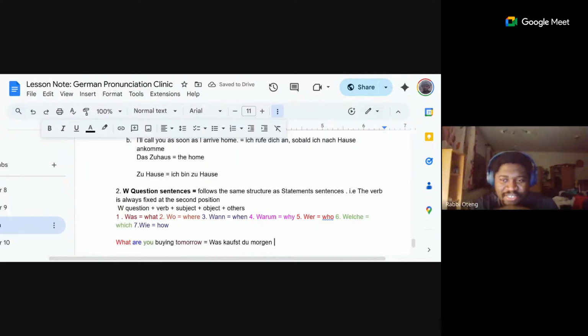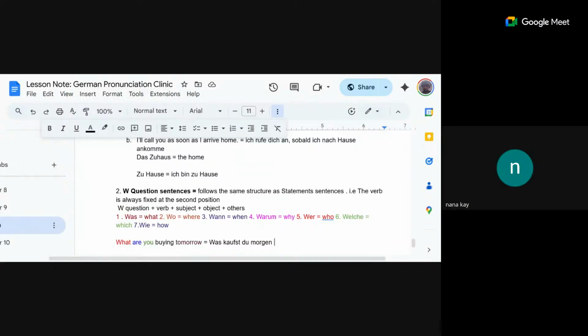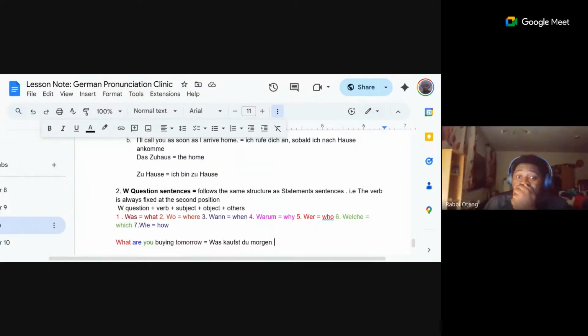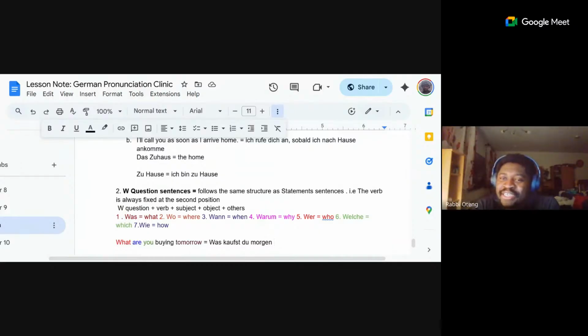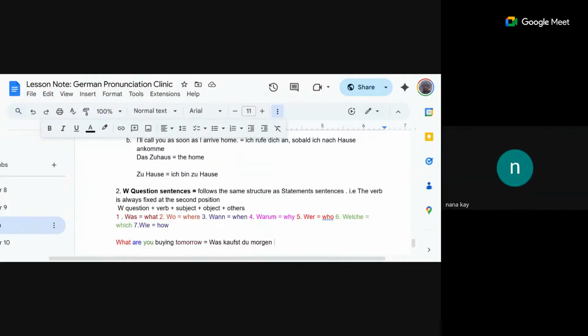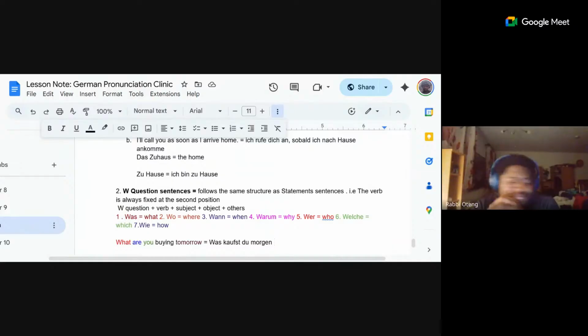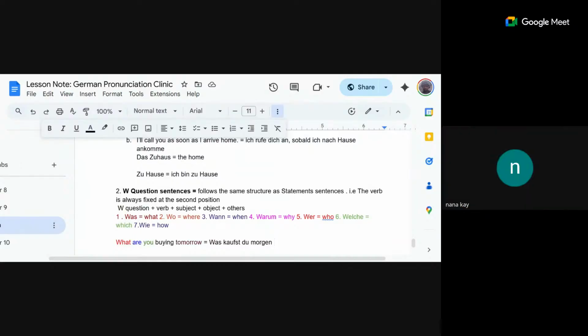So in this case, what's your subject? The subject is you. What's your verb? Your verb is what's powerful. Is there a direct object? What's the direct object? What comes to Morgan? Now that's the direct object.